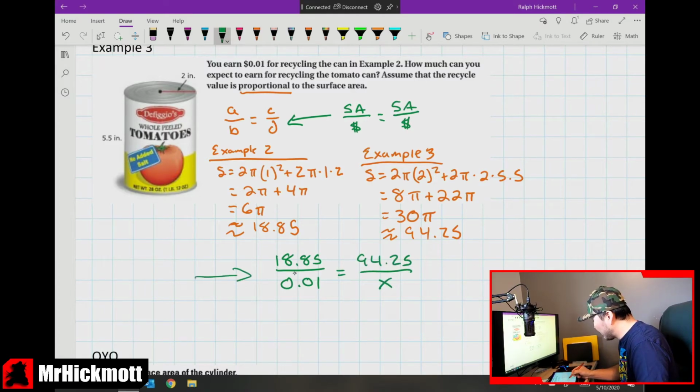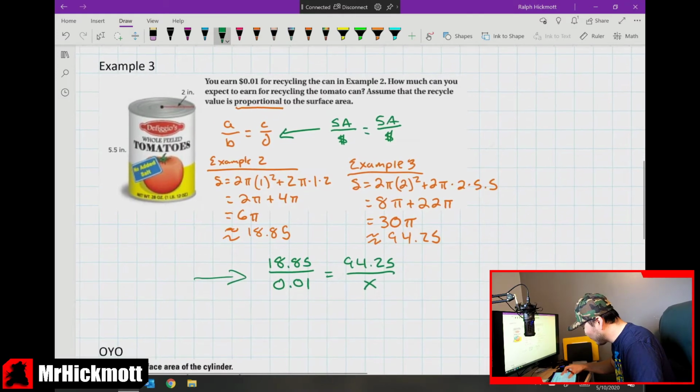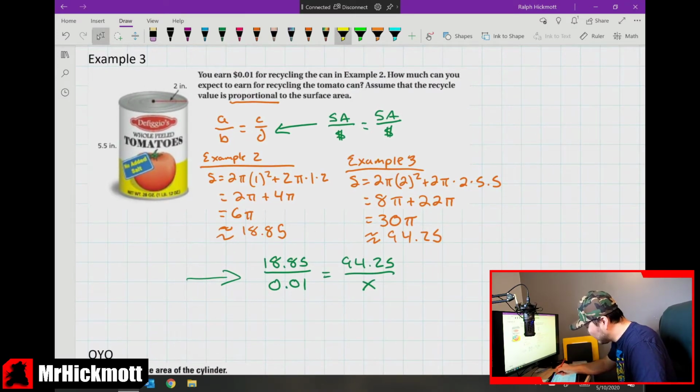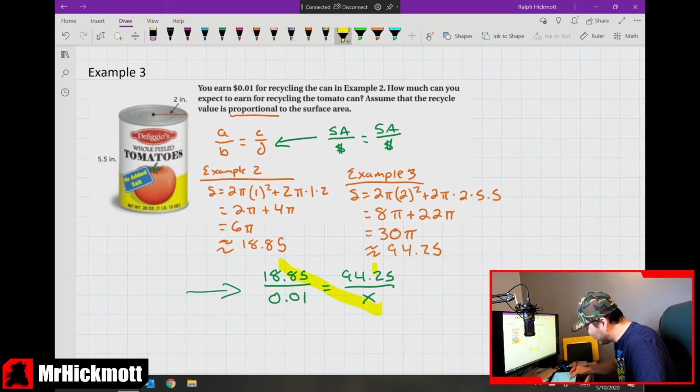This is what I'm looking at. It's for a surface area of 18.85. It is 1 penny. And then for a surface area of 94.25, that's what I'm looking for. So finish that. This is a classic cross multiplication problem.